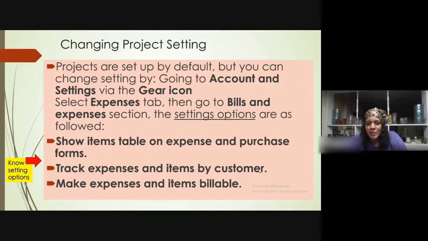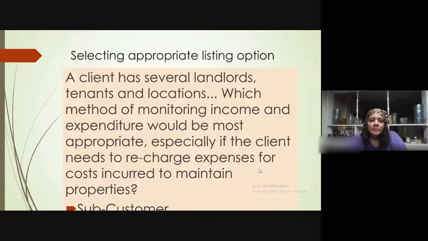And the setting options are, and see that little yellow box, I said, no, the setting options, make sure you please have this in your notes when you take the test. The setting options for projects are show items table on expense and purchase forms, track expenses and items by customer, and make expenses and items billable.